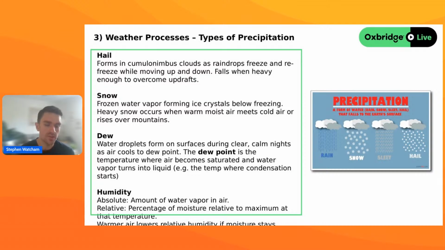And we also need to know about humidity. So we've got two ways we describe humidity: absolute, which is the amount of water in the air, and relative, which is the percentage of moisture relative to the maximum that that temperature could hold, noting that warmer air holds more moisture.